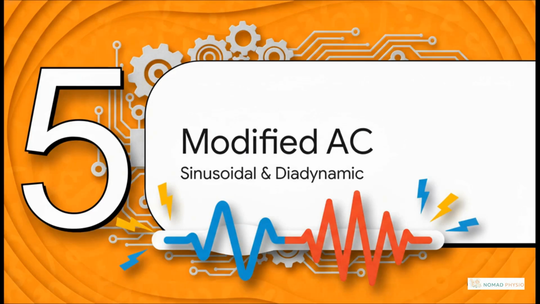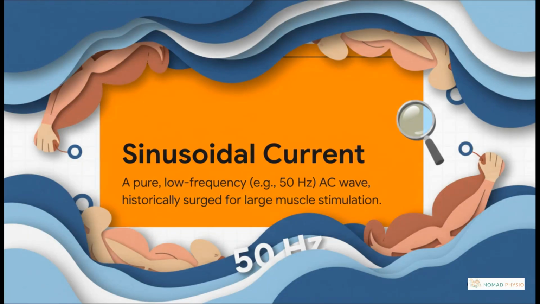In the same way we modify DC, we also modulate alternating current. So here, we'll examine sinusoidal and diadynamic currents. Both of them are derived from an AC source, but they're adapted for very different clinical goals. Sinusoidal current is essentially a pure, low-frequency AC, often right at 50 Hz. Because of its excitatory nature and its ability to cover a large area, it was historically surged, meaning it was ramped up and down, to produce rhythmic contractions in big muscle groups.